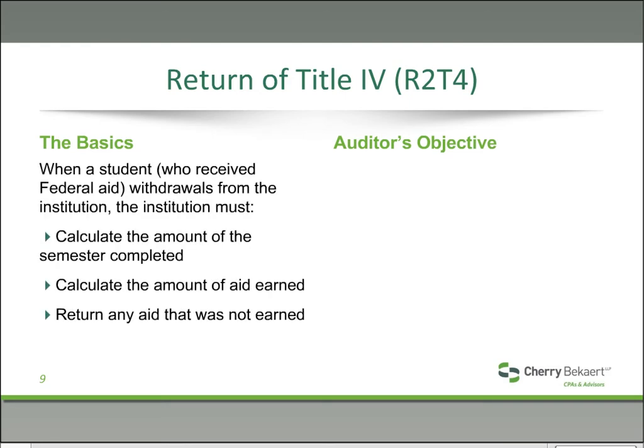Absolutely. So the basics, from the perspective of the institution, is that anytime you have a student who's receiving federal financial aid and they withdraw from the institution early, for any reason whatsoever, the institution has to do a few things. They need to calculate the amount of the semester that's been completed so far, compare that to the amount of aid that's been earned out of the specific aid awarded to that student based on their very specific circumstances, and then return any aid that was not earned, within a pretty tight time frame as well. So there's a lot of different things that can go wrong in this process.